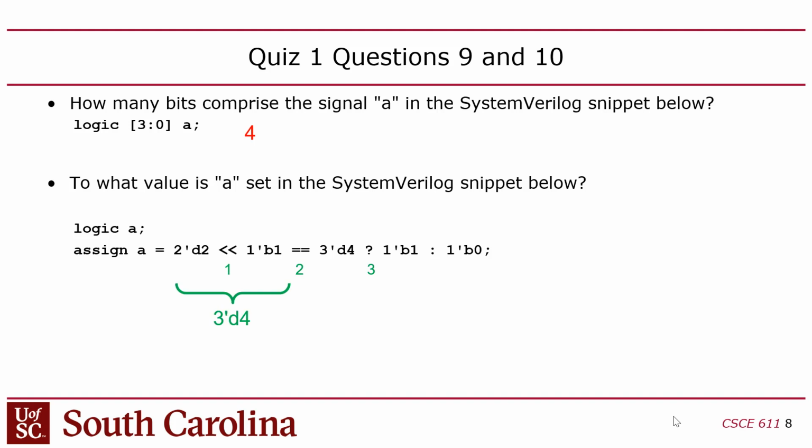Right? And so I listed the order of operations there, the precedence. So the shift happens first, the equal is second, and the ternary is third. So that's the order of precedence. Of course, you can use parentheses in there if you want to make that more clear. So 1, right? Any questions about that?